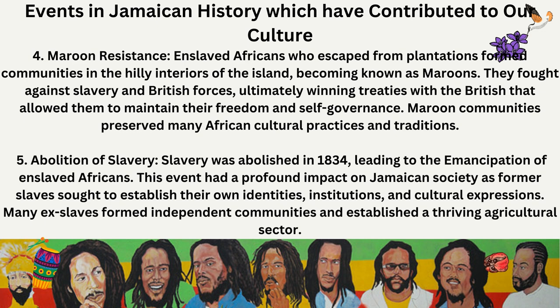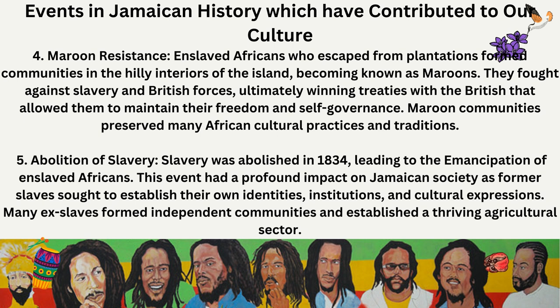Number 4. Maroon resistance. Enslaved Africans who escaped from plantations formed communities in the hilly interiors of the island, becoming known as Maroons. They fought against slavery and British forces, ultimately winning treaties with the British that allowed them to maintain their freedom and self-governance. Maroon communities preserved many African cultural practices and traditions.